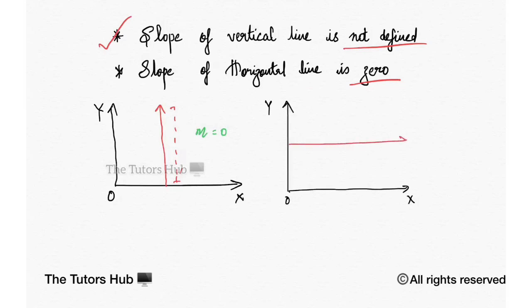Actually, it is a mistake. M is not 0. M equal to infinity because it has an infinite slope. It's an accident. Okay, it's now clear. M equal to infinity in case of a vertical line.